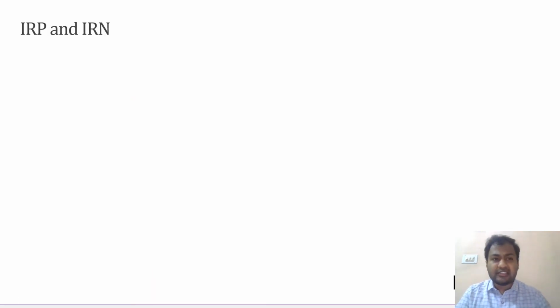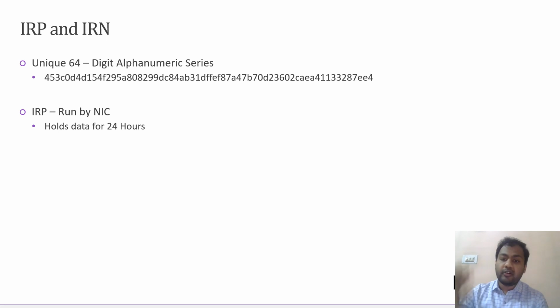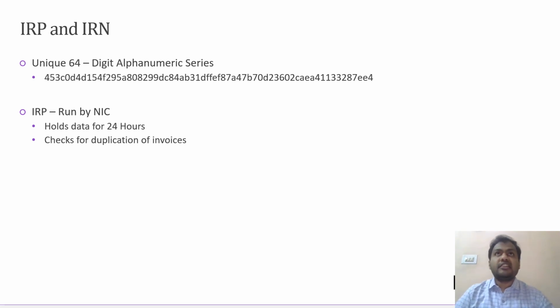Okay, now what is this IRP and IRN? A typical IRN will be a 64-digit number, which is a combination of your GST number, the year in which the invoice has been raised, the invoice number, etc. IRP will be run by NIC. It will hold the data for 24 hours. It is not that once you have uploaded the invoice, it will always have the data. It will hold the data only for 24 hours. It will only check whether the invoices which you have uploaded are unique numbers or not. It is not going to check that, okay, it is a CGST SGST invoice but you have charged IGST. It will do basic sanitization of data but not detailed verification.